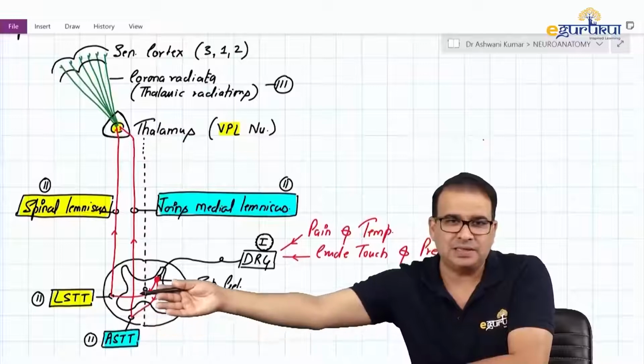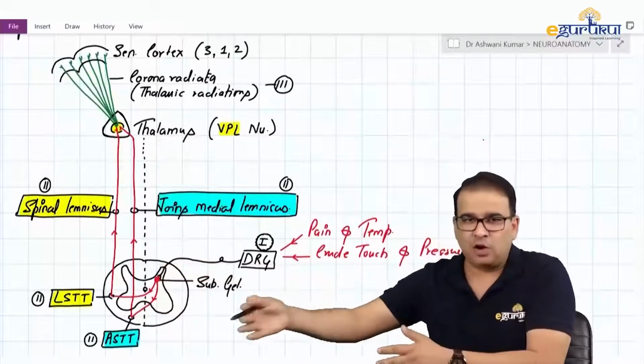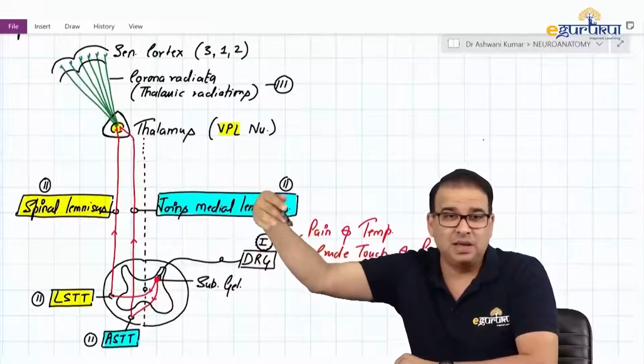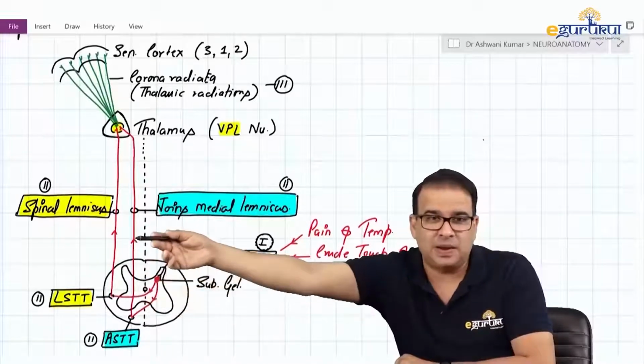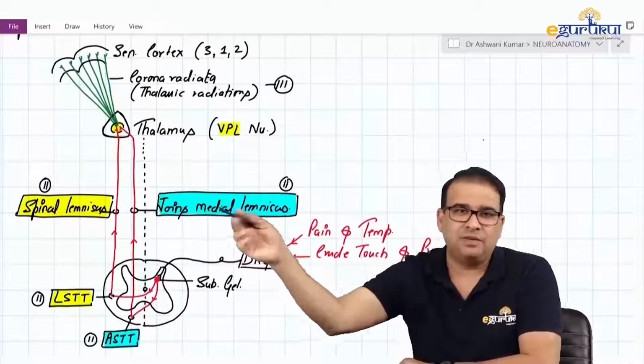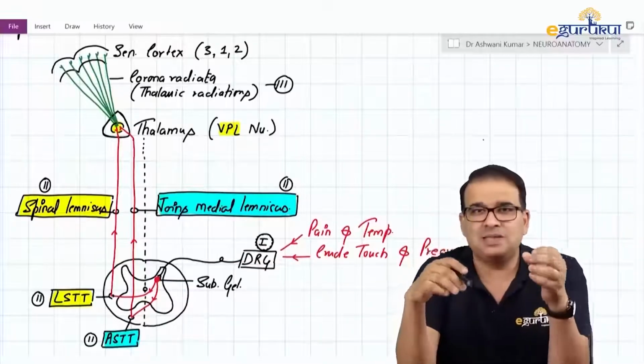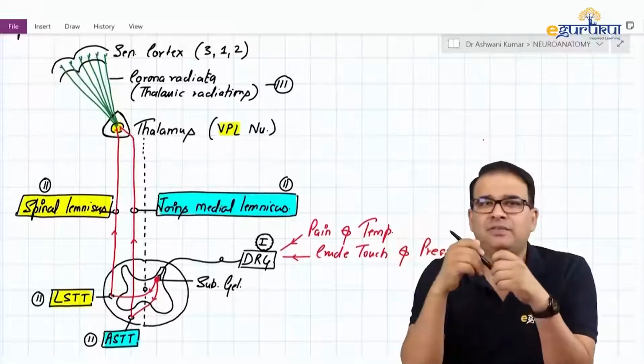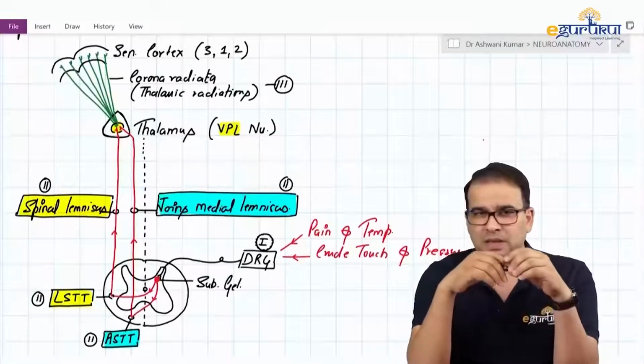They keep ascending on that same side of the spinal cord: this one keeps ascending anteriorly in the spinal cord as well as in the brainstem, and that one ascends laterally in the spinal cord and in the brainstem. They have a name given to them in the brainstem, called spinal and medial lemniscus, which goes to the thalamus, and then finally the third order neuron into the cortex.